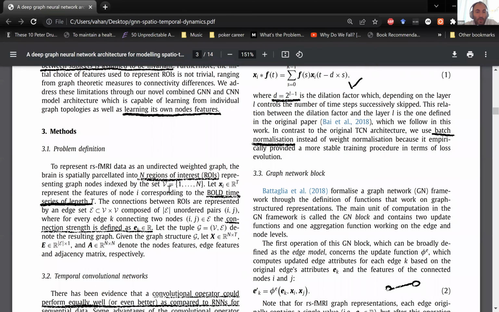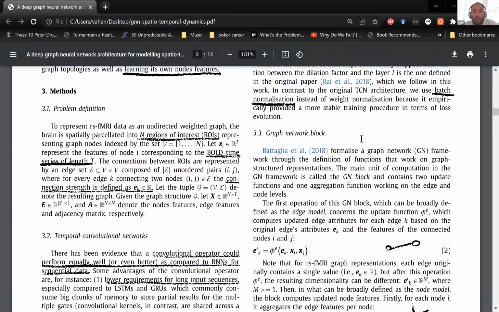I didn't talk about defining the graph, but as usual, we have a set of vertices, a set of edges, and a feature matrix for nodes. For edges, in this case, the dimension is 1, as you can see, and then an adjacency matrix.